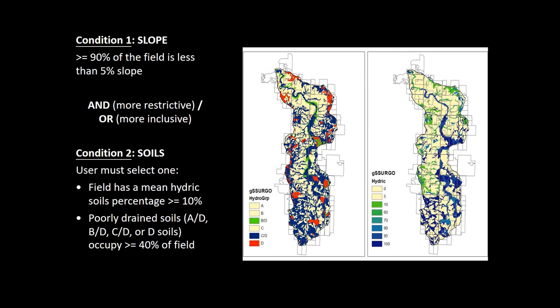Finally, the user has to make a choice of using an AND statement, which is more restrictive, or the OR statement, which is more inclusive. When using AND, both the slope and the soil condition have to be met for that field for it to be classified as tile drained. When using OR, either of those conditions can be met, or both can be met, for it to be classified as tile drained.